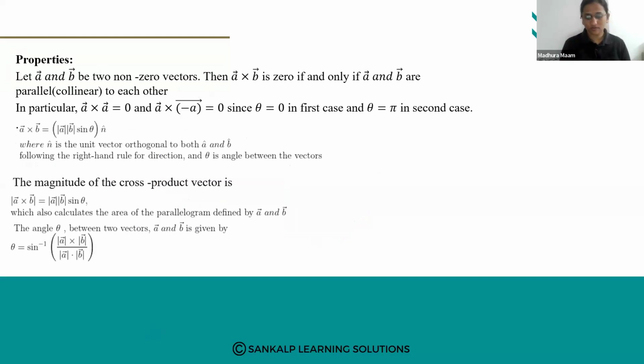First, A cross B is written as what? Magnitude of A into magnitude of B into sin theta into n cap.